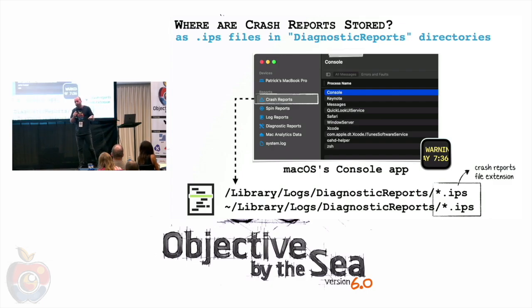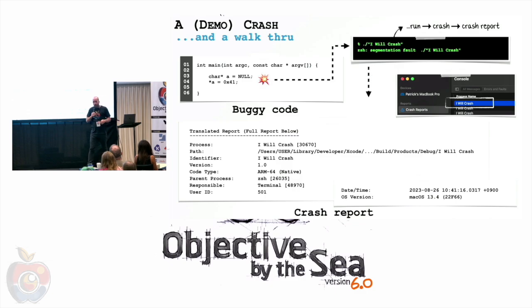Now, crash reports on a macOS system are stored in these two diagnostic directories. There's one for the user and one for the system, and they end in .ips. You can also see them via the console. If you click on crash reports, these are all the crash reports that you can dig into. So what I'm going to do now is write some vulnerable code. I'm going to cause a crash, and we're going to walk through the crash report because most crash reports have the same format.